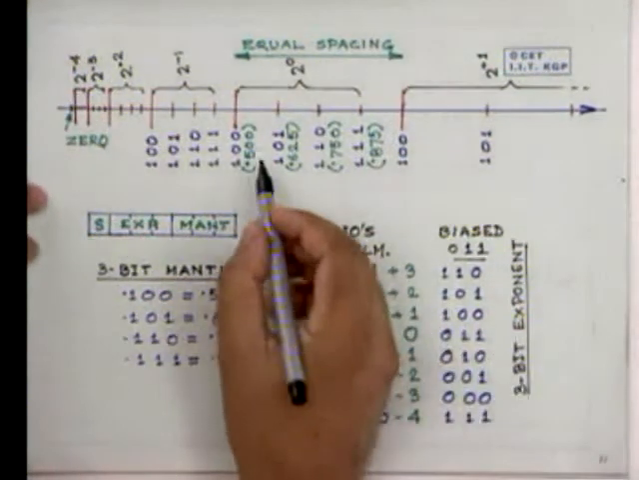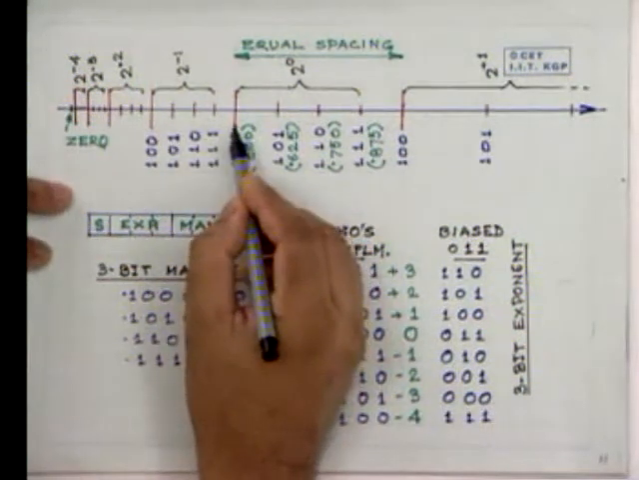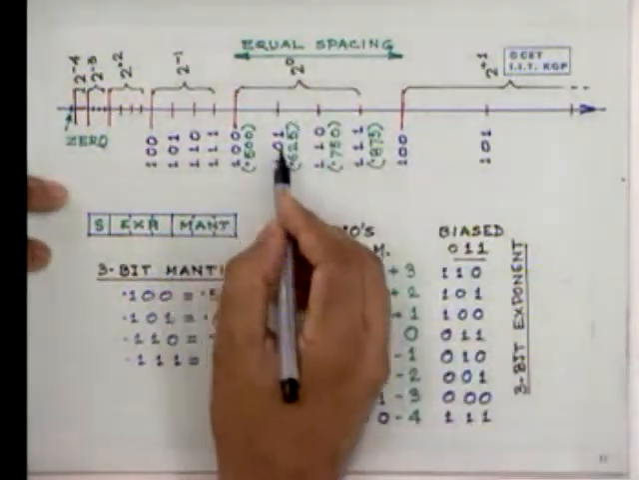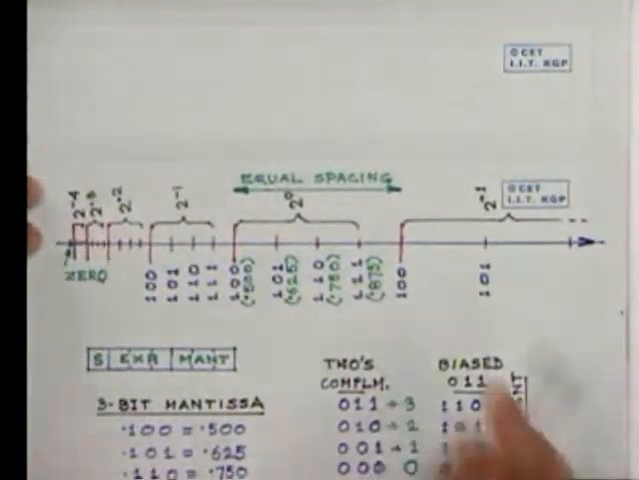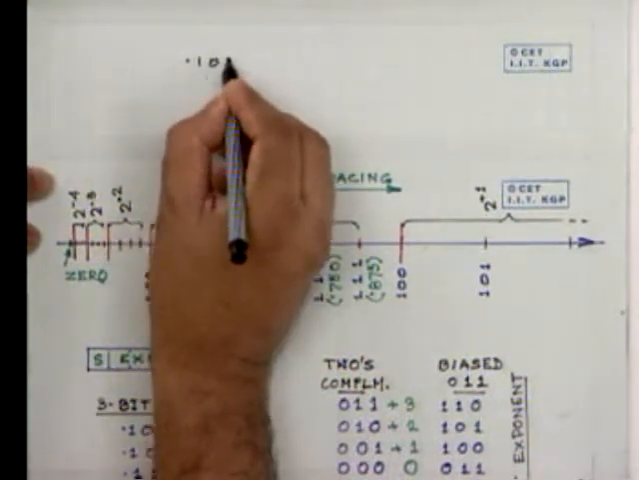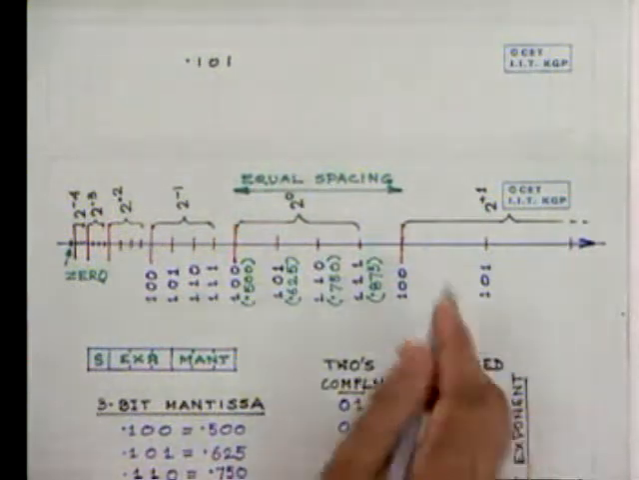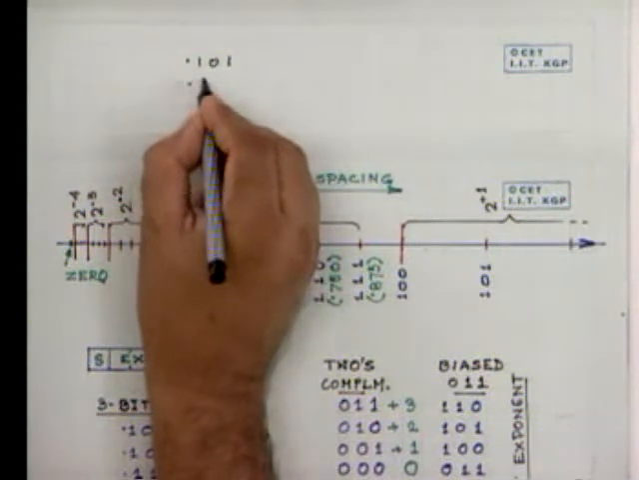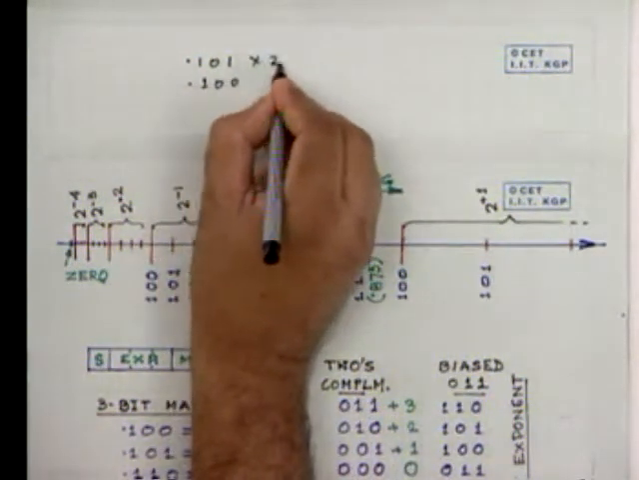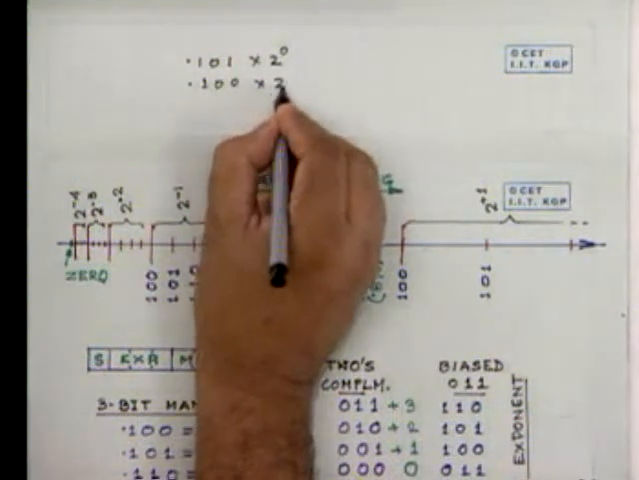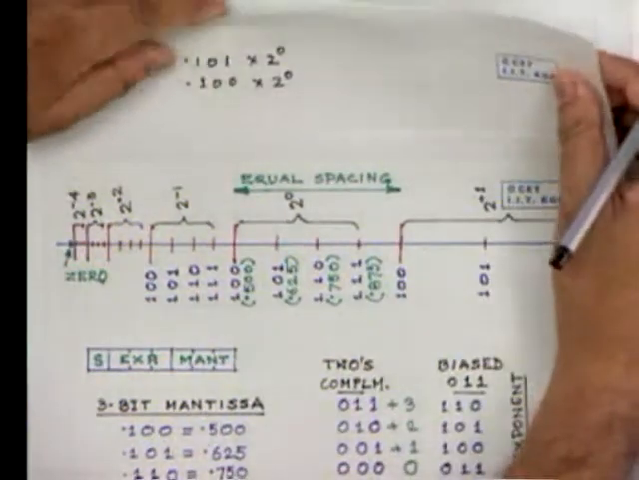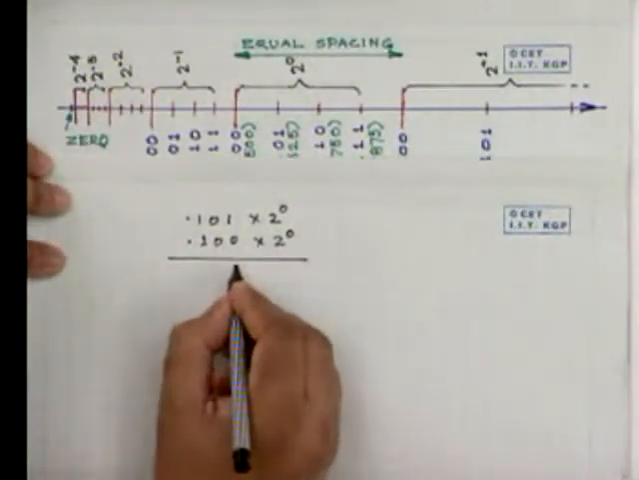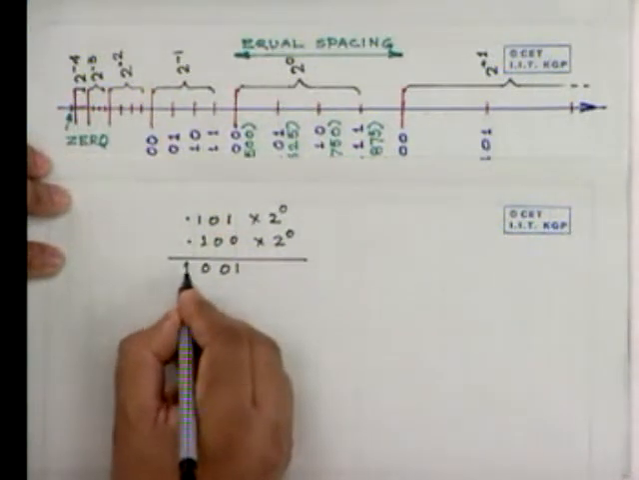Now let us talk about some more problems regarding the floating point representation of a decimal number. Suppose that you take one number, say 0.100 into 2 to the power 0, and another number 0.101 into 2 to the power 0, and you try to add them. Let us see what happens. If we add them, what we get is 1, 0, 0, and 1, right?